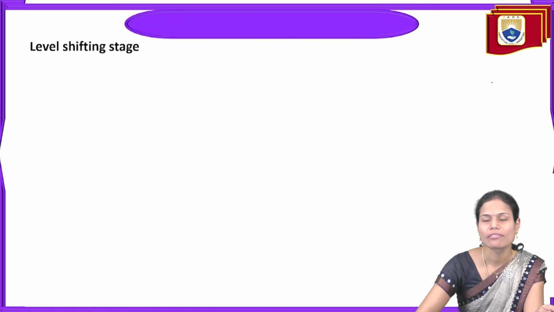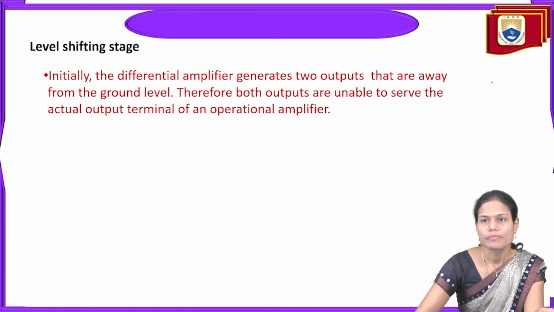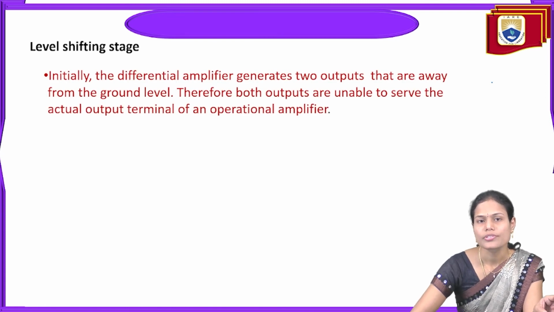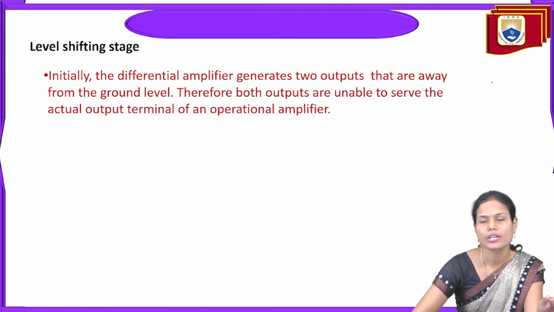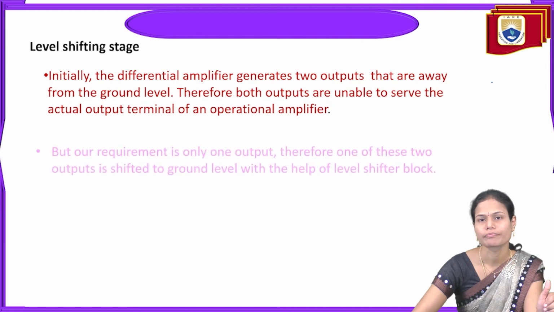And the next one is the level shifting stage. So in the input stage, the differential amplifier is providing the two outputs from the ground level. So therefore, both the outputs are unable to serve as the actual output terminal of the operational amplifier. Why? Because we require only a single output, but it is providing two outputs.